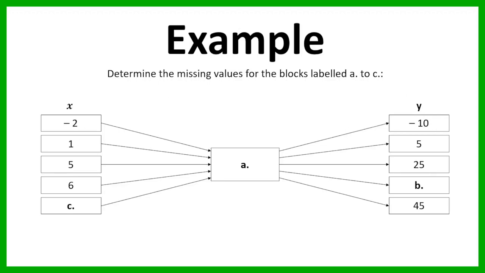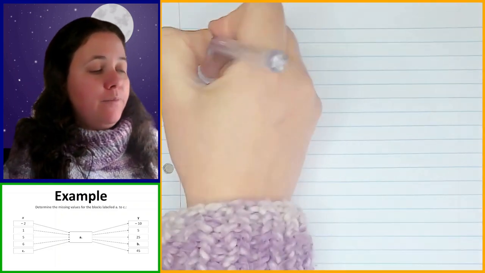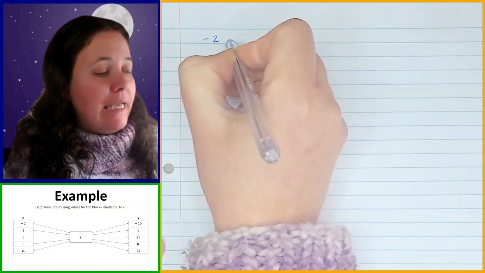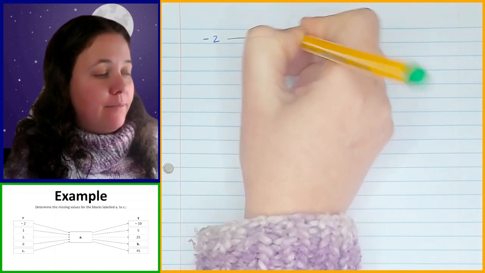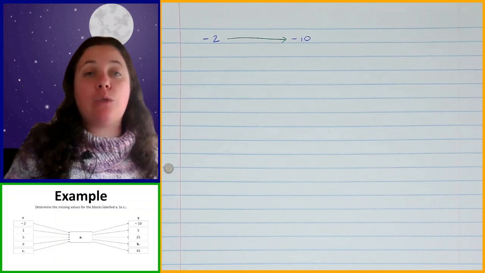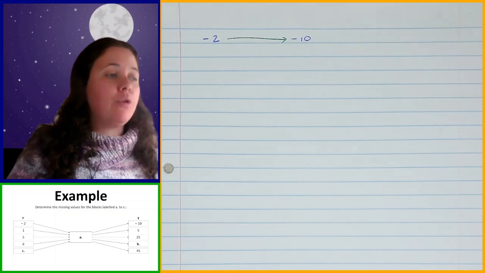Okay, so let's have a look at how we get from one input to the corresponding output, and then the next one and the next one. First of all, I have got an input of -2 and an output of -10, and I want to know, how can I get from here to there? There are two simple ways that I can get there. There are other ways as well, but let's look at the simple ways first and see if we can find something that matches.